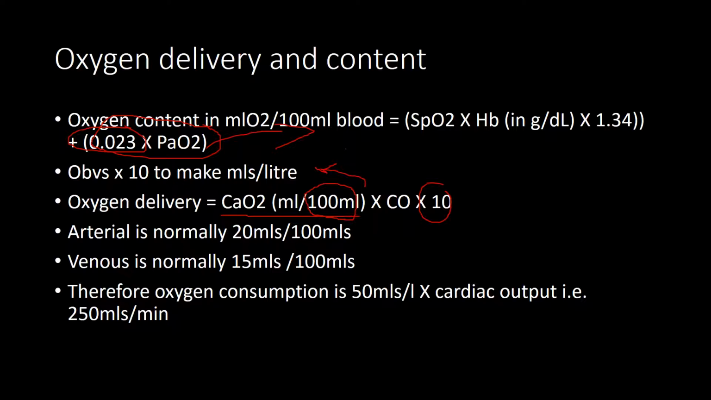And normally arterial oxygen content is around 20 mils per 100 mils, and normal venous oxygen content is 15 mils per 100 mils. So the oxygen content difference is 5 mils per 100 mils. Sorry, oxygen consumption even is 5 mils per 100 mils times the cardiac output times 10. So it's 250 mils a minute. We know that because that's what the minimum gas flow rate on an anaesthetic machine can be.